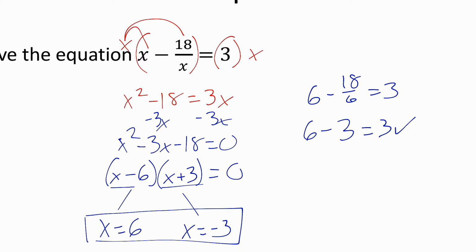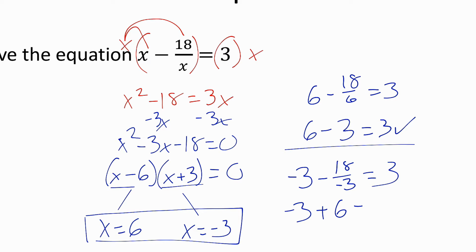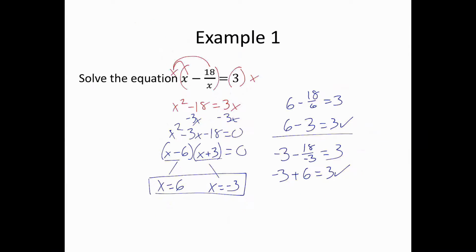Let's do the other one. If we do negative 3 minus 18 over negative 3, we're seeing if that's equal to 3. We got negative 3, and negative 18 over negative 3 is positive 6. And negative 3 plus 6 does, in fact, equal 3. So that's just one way to nicely check your work. All right, let's try another one.